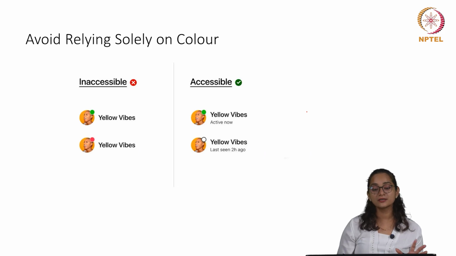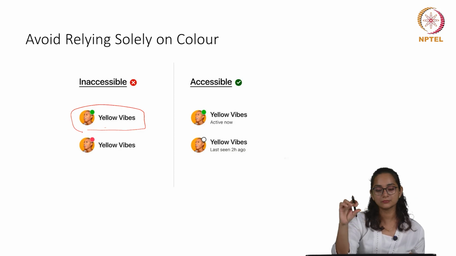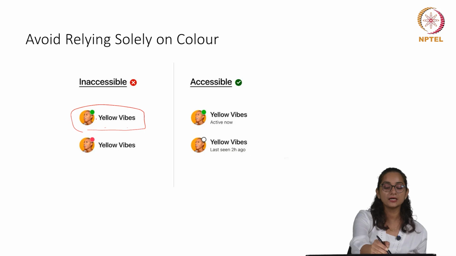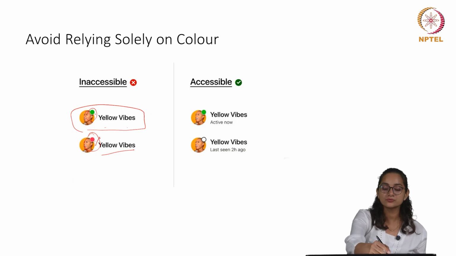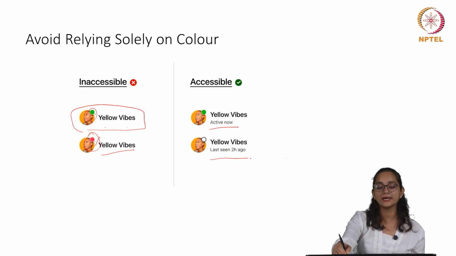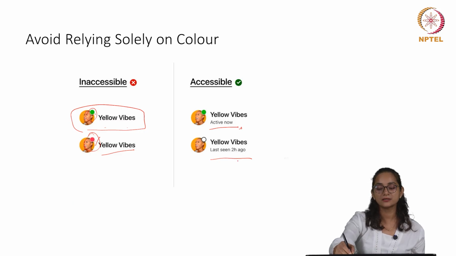You should avoid relying solely on color to indicate anything. So, for example, here it's from a chat tab, and you want to indicate that this person, Yellow Vibes, is currently active, or that they are inactive, but it is only this red versus green dot which is indicating that. If somebody is color blind, they may not be able to see it. So you can add a small text as well saying active, or they are currently active, or they were last seen.